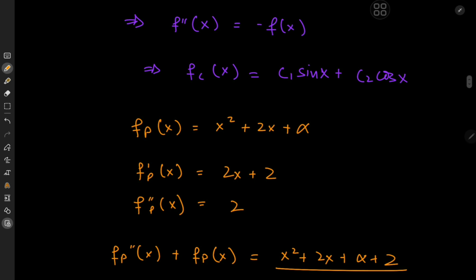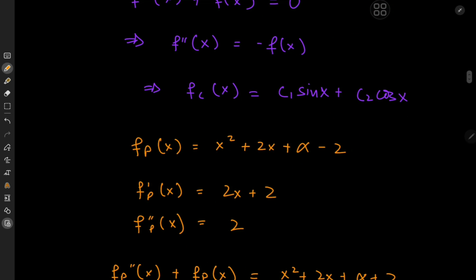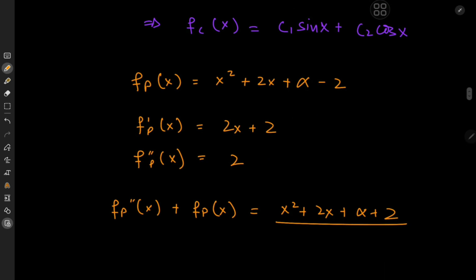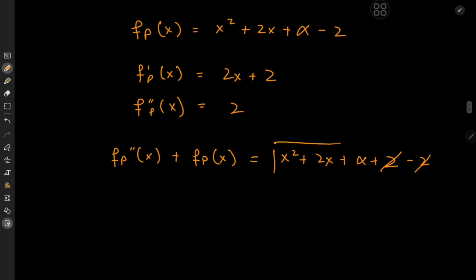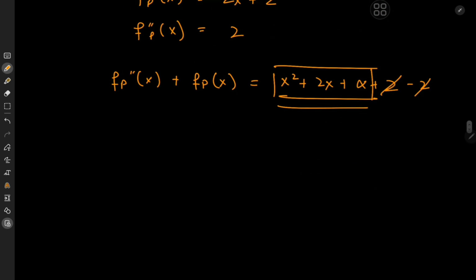Now, there's a difference between this function and what you need on the right-hand side. So that means I should add a factor of -2 over here, because that way, when you add them up, we get the -2 and the +2 canceling out, and then we have exactly what we needed on the right-hand side. So yeah, that was pretty easy. This is the particular solution. Now, combining the particular and the characteristic solutions for our general solution, we write f of x equal to c1 sine x plus c2 cosine x plus x squared plus 2x plus alpha minus 2.